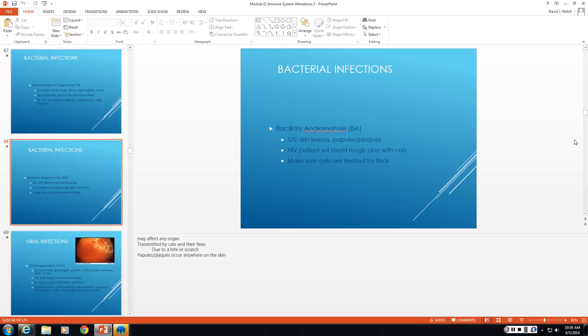You want to make sure that the HIV patient tries to avoid any kind of rough play with cats. Also want to make sure that if they have cats, these are being treated for fleas.